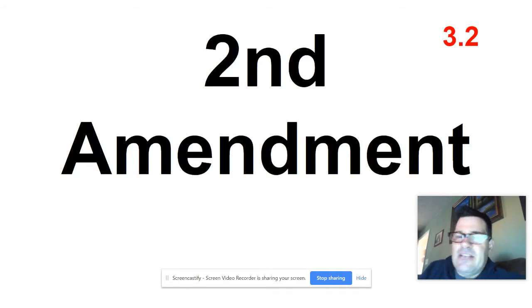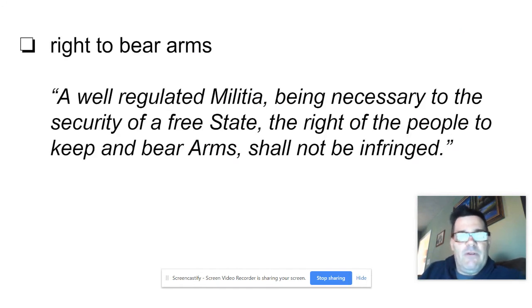All right, Second Amendment is really simple. Most people know what this is. We debate this all the time, like how far do your Second Amendment rights go? All right, so flip over. It's a right to bear arms. Done. The controversial part of this, if you're looking at it: a well regulated militia being necessary to the security of a free state, the right of the people to keep and bear arms shall not be infringed.